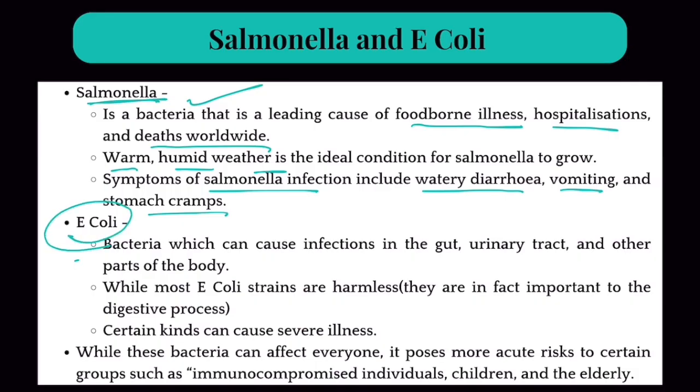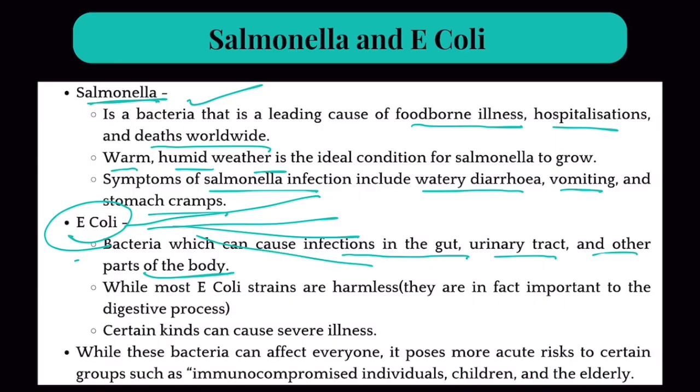Then E. coli. It is a bacteria which can cause infections in the gut, urinary tract, and other parts of the body. Now, here's the thing. E. coli has many strains. Some strains are beneficial for the human body. They don't cause any harm. But some strains are harmful. They cause stomach infection, urinary tract infection. Well, these harmful strains are also there in raw eggs, which can cause different types of illnesses.